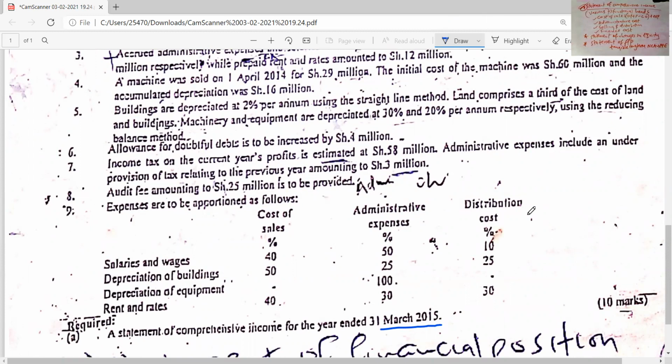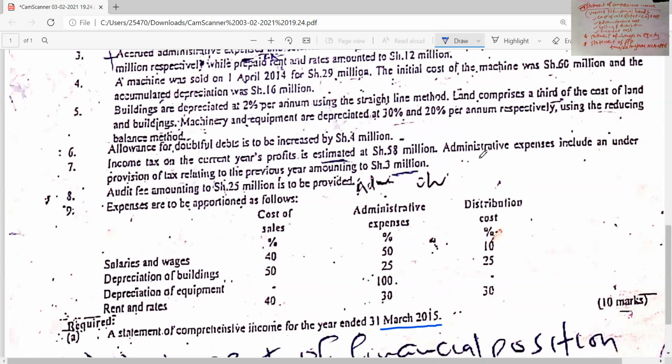Then we have number 7, income tax. On the current year, profit is estimated at 58. So the current year tax is 58. Administrative expense include an under provision of tax for the previous year amounting to 3. So admin includes some under provision.